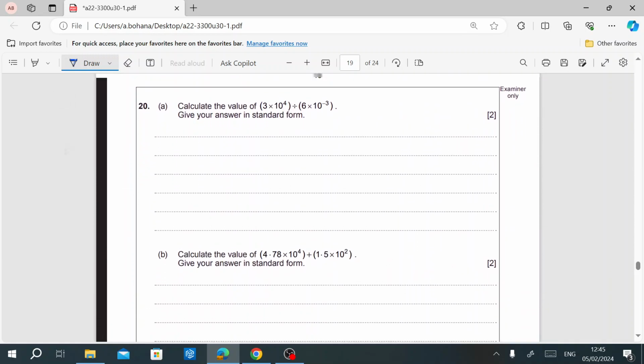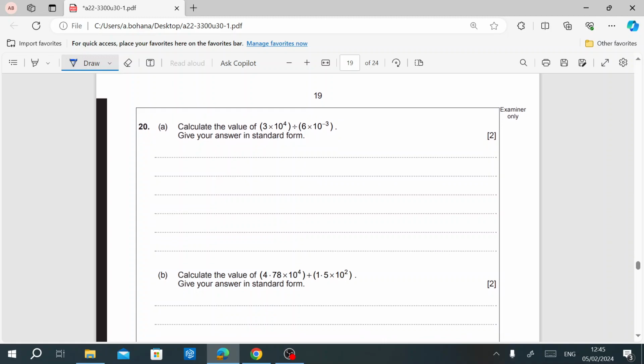And then we're nearly there. Calculate the value of the following. So 3 divided by 6, standard form. So let's do this first, that one divided by that one. Well, 3 divided by 6 is 0.5. When you divide powers, you subtract the powers. So it's 4 minus 3. So that's going to be 0.5 times 10 to the power of 7. Because 4 minus 3 is equal to 7.